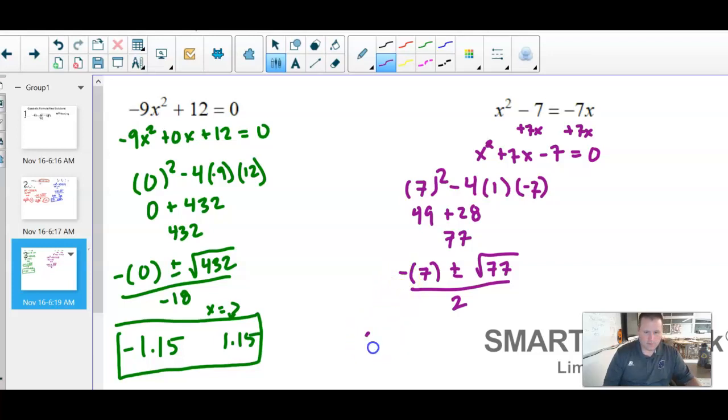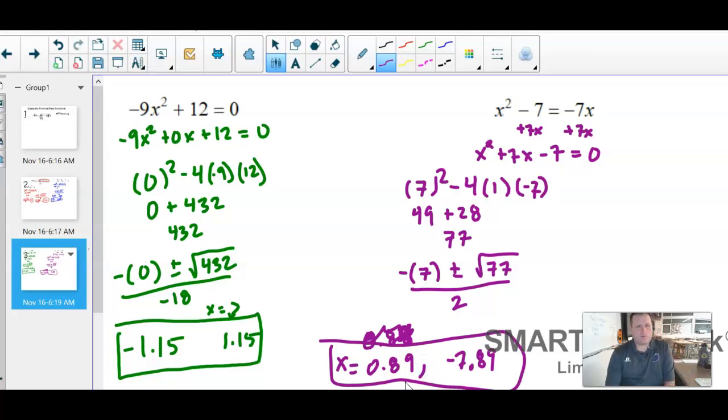And that gives me 0.88 for that first one. Actually, this would be 0.89 if you round correctly. Sorry, let's just do this. 0.89. Okay. And then for the other one, I'm going to go -7 minus the square root of 77, and then divide that one by 2. And that gives me -7.89. And this is what x is equal to, those two values.